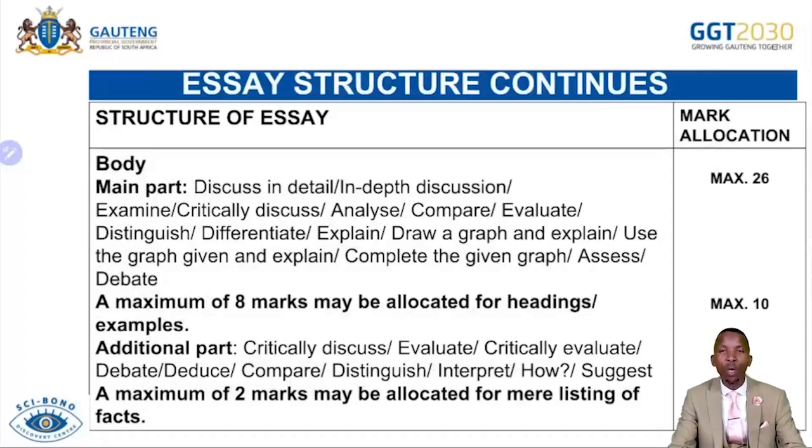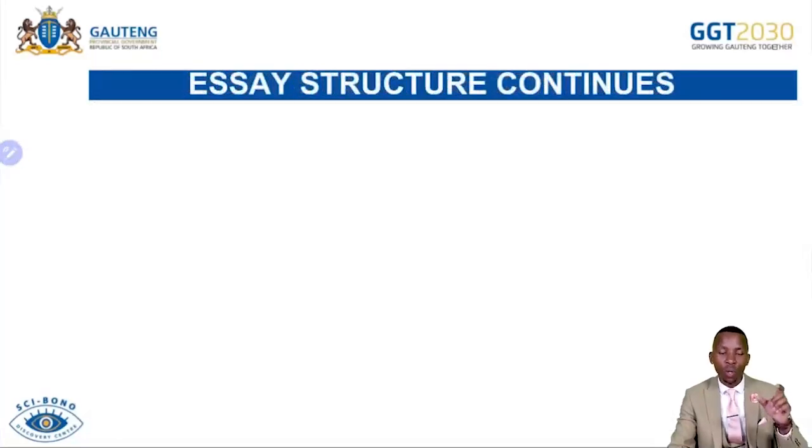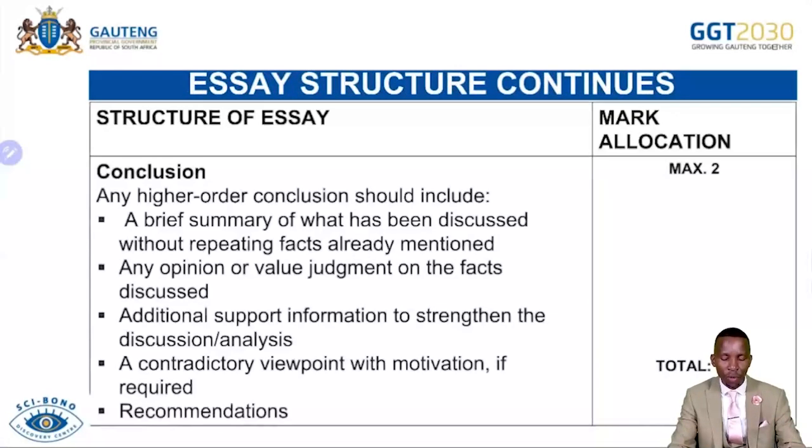The main part will be your 26 marks. In there, it is divided into 2. You have the 8 marks question, which is the mere listing and example. And then you have the 18 marks, which is the discussion of the content. And then you have your additional part, which is for 10 marks in there. And then we have the conclusion in there. Remember, in the conclusion, it's 2 marks. Then it gives you a total of 40 marks.